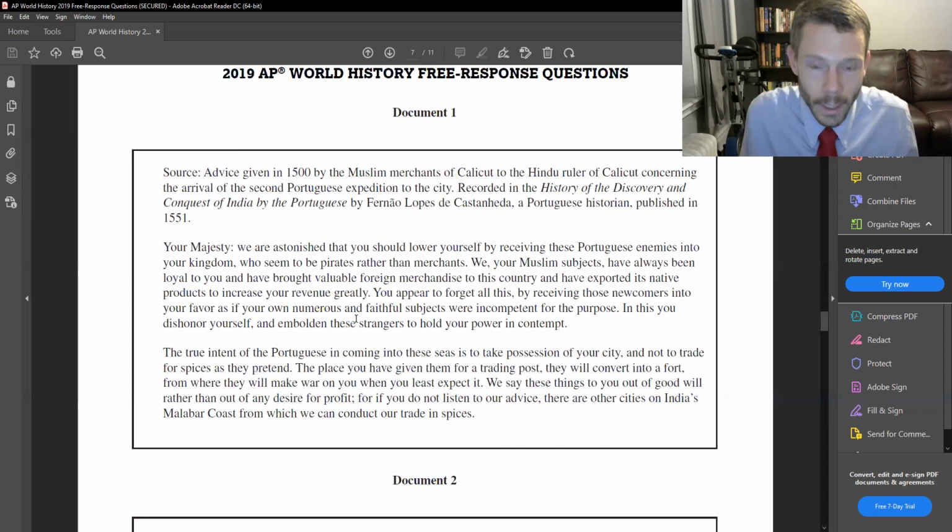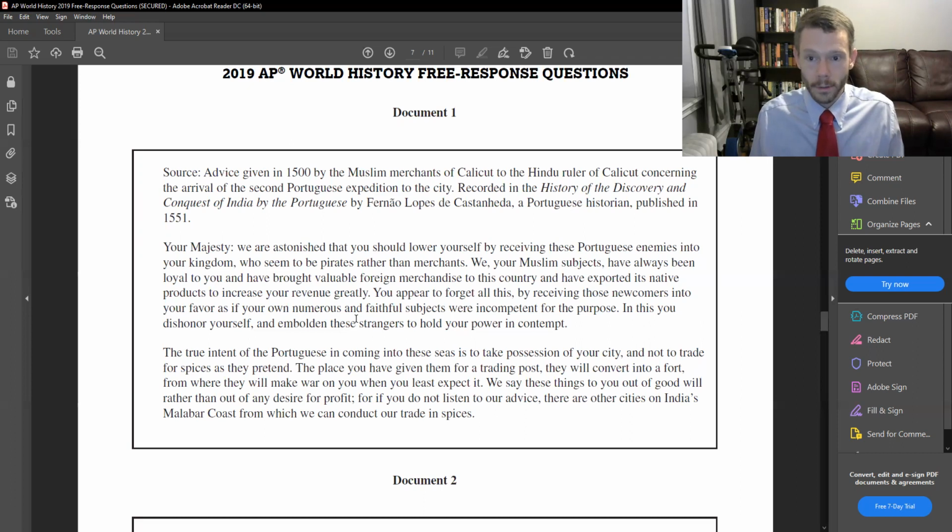So right away, we have a document that's being written more than 50 years after the events in question took place. We know that the point of view of this document is from Muslim merchants who were in southern India under the rule of a Hindu leader. Some outside information that we could bring to the table is that at this time, northern India is being ruled by the Mughal Empire, and southern India is nominally independent. And what we basically see here is concerned merchants who feel threatened by the Portuguese for competitive purposes.